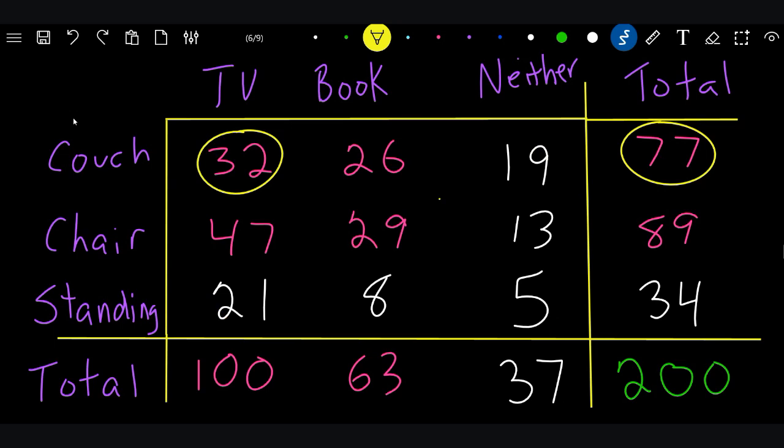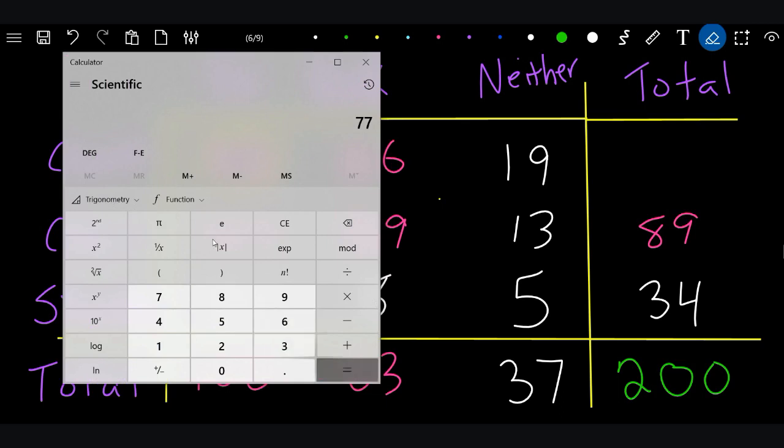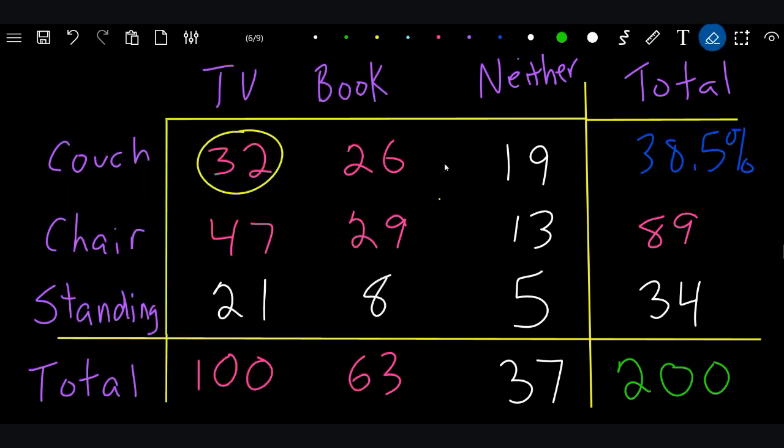Then you can also do the same thing over here with these ones. These are marginal frequencies. It's like they're in the margin, right? So if you want, you could put 77 over 200, and you could find what it is for this marginal frequency. So just take your calculator out and do 77 divided by 200, and that will tell you that it is 38.5%. So that's called marginal frequencies. These ones over here are called joint. Now, when you do them over 200, they're called joint.